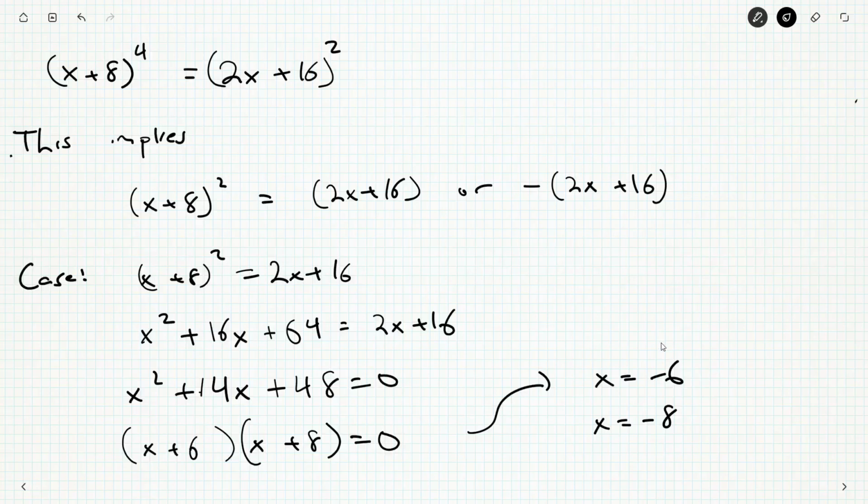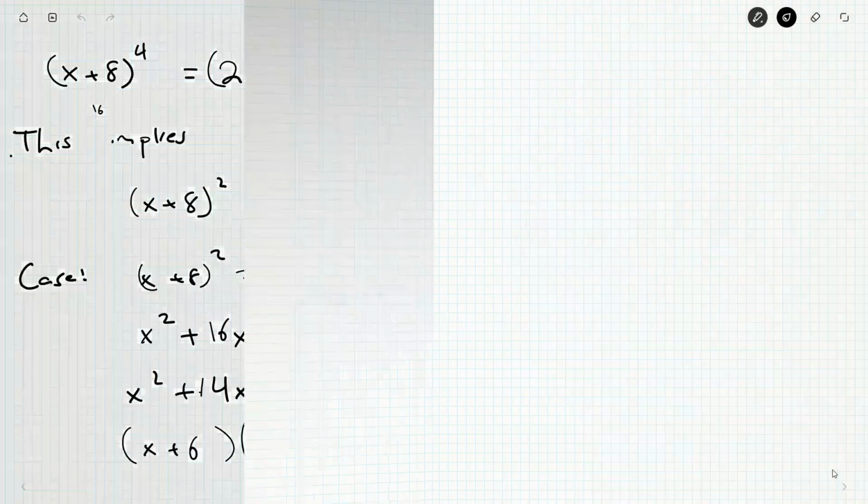Okay. And just really quickly, once you've got these, you can also check. Negative 6 plus 8 would be 2. 2 to the 4 is 16, so that would give me a 16 over here. Negative 6 times 2 is negative 12. Negative 12 plus 16 would be 4. 4 squared is 16, so that works out. And with negative 8, you're going to get 0 on both sides. So that's kind of nifty. All right. So that's one possibility. Let's get the other possibility going.